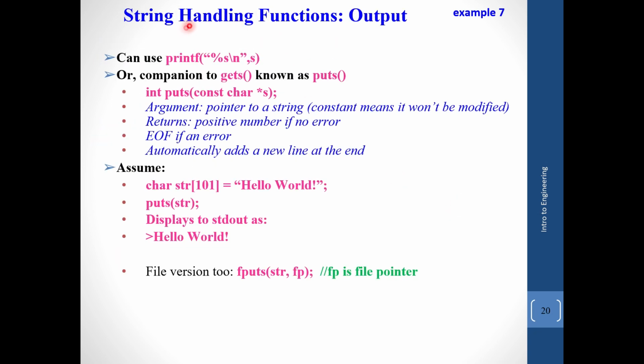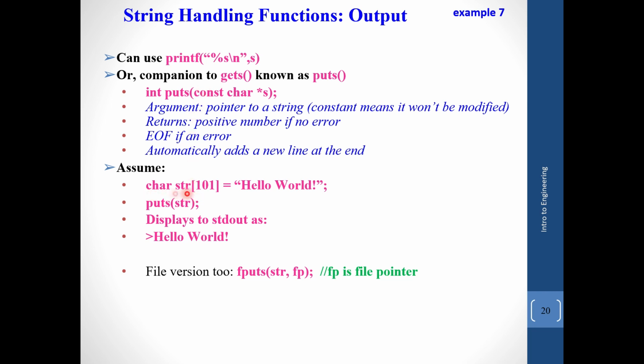How about other string handling functions for output? Now we've already talked about printf. We can technically use printf for strings. Printf can handle all sorts of data types. But we can also use the companion to gets, which is the function puts. So puts, const char, this is still a pointer to a string. You'll declare it just like anything else.